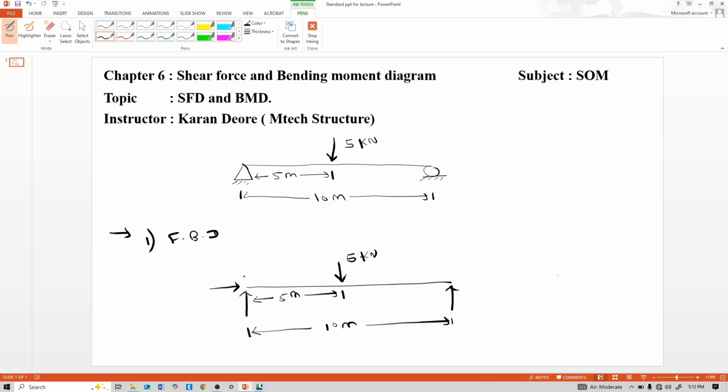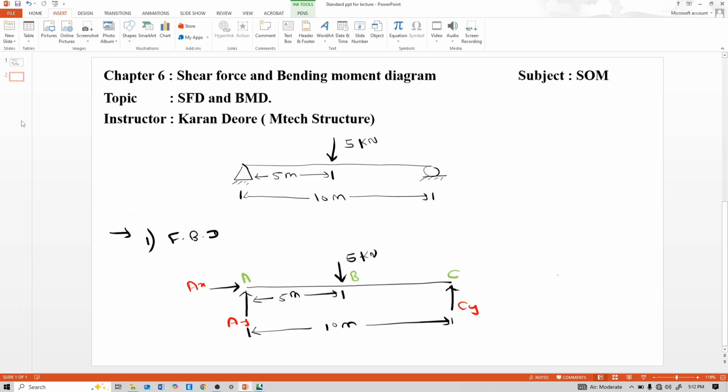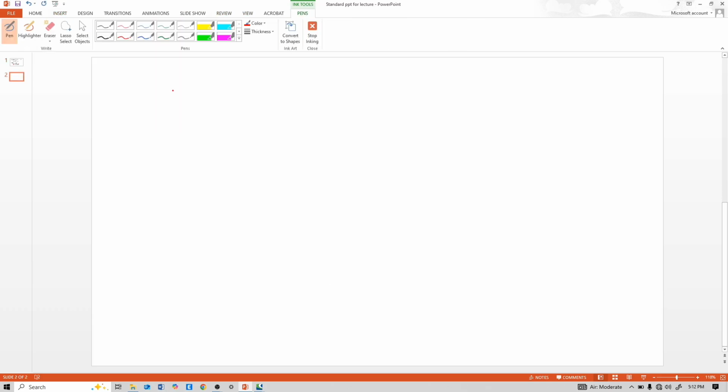So let us consider this as point A, this as point B, and this as point C of this beam. Now we need to calculate the reactions of this beam first. This vertical reaction is AY, the horizontal reaction is AX, and this is CY. So, calculate the reactions of this beam.